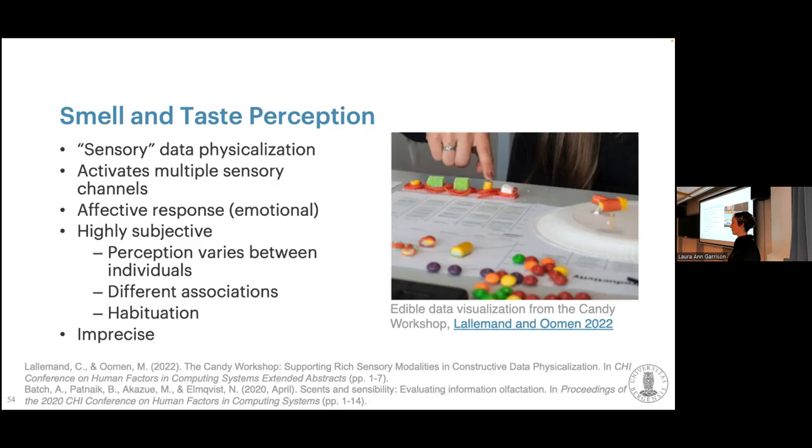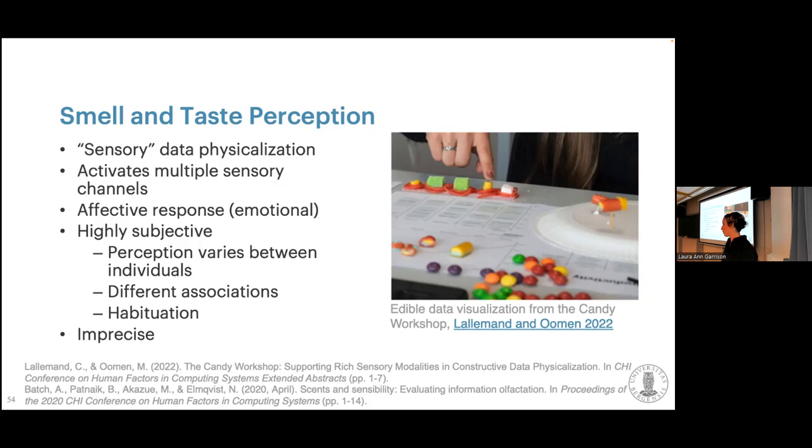So taste and smell can elicit really strong emotional responses. And that means it's really subjective. So it's great if you're doing personalized data visualization. I think there's a good space for this here. The perception can vary between individuals. They have different associations. I love the smell of coffee. Some other people might hate it. I also survive on coffee. So I'm habituated to the smell of coffee, whereas someone who doesn't drink it might notice it a lot more.